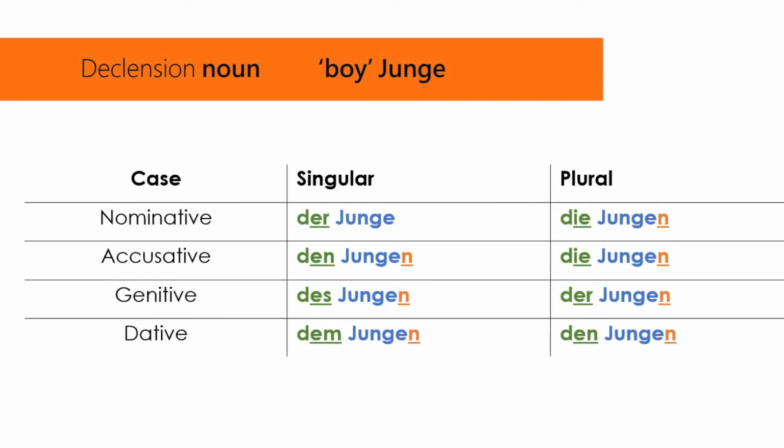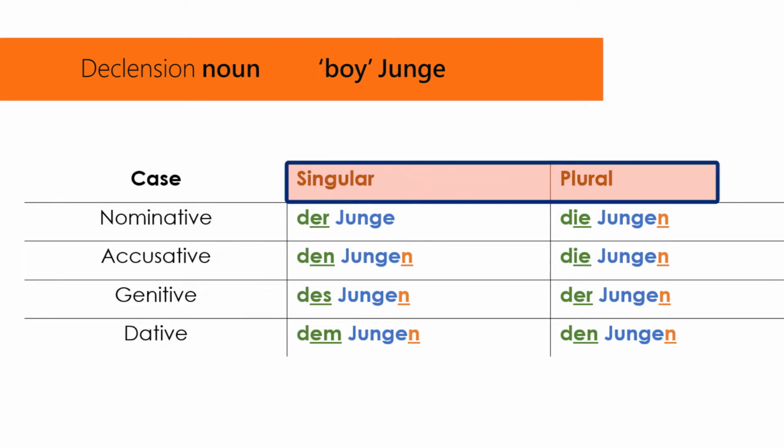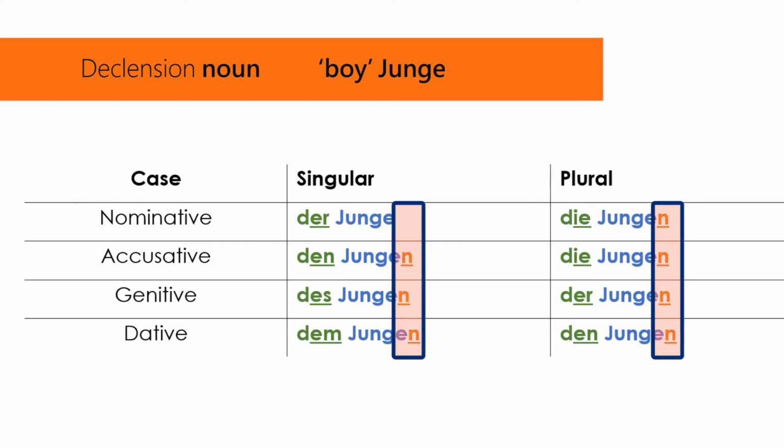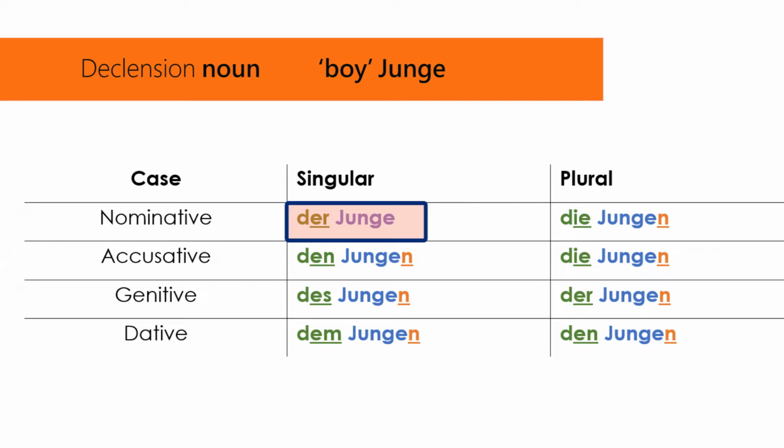For example, the word for boy is Junge, and then depending on the case, nominative, accusative, genitive, and dative, or number, the word Junge may have different endings and accordingly different articles. Der Junge, den Jungen, des Jungen, dem Jungen. You can see that the noun Junge has at least two forms and multiple different articles depending on case and number.